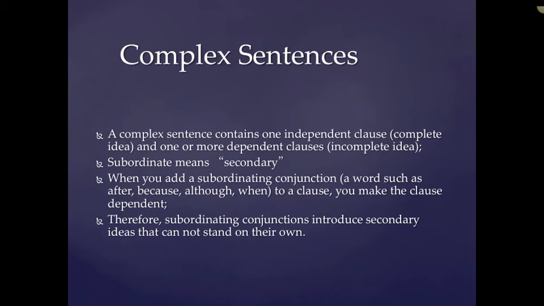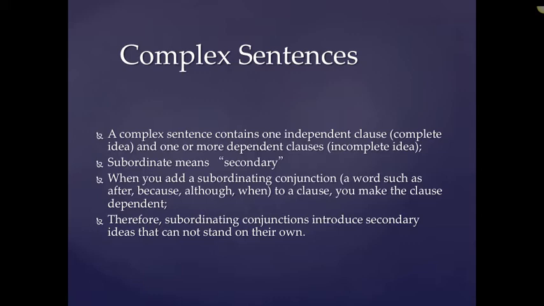This week's grammar lesson is about complex compound sentences. A complex sentence contains one independent clause, which is a complete idea or a complete sentence, and one or more dependent clauses, which are incomplete ideas. They contain subordinate conjunctions, which just means secondary.